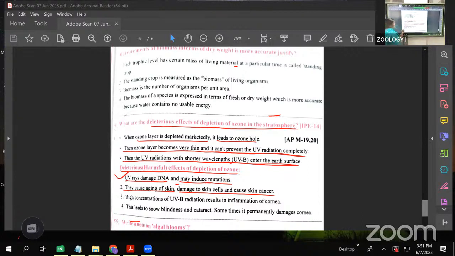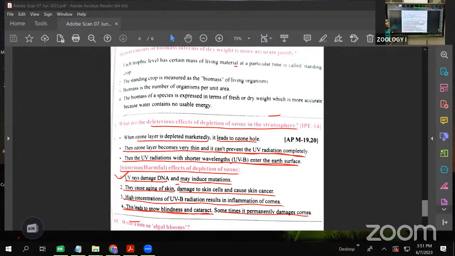Next, a high concentration of UVB radiation results in inflammation of the eye's cornea. That cornea will undergo inflammation, and swelling will occur. Next, this leads to snow blindness or cataract. With a high concentration of UVB radiation, mainly there is inflammation of the cornea. Continuously following this leads to snow blindness and cataract. Sometimes the cornea is permanently damaged. This effect is more on the eyes.